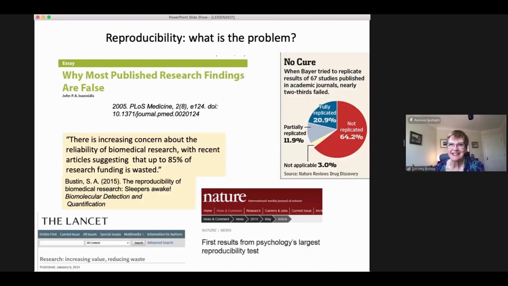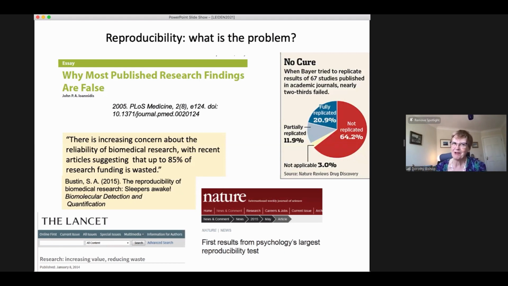If I could have the next slide. So what is the problem with reproducibility? Well, there's really a number of issues here, which have been around, as I shall show you, for a very long time. But I think a paper that really caught attention, largely because of its title, was this paper by John Ioannidis that he published back in 2005, saying why most published research findings are false.